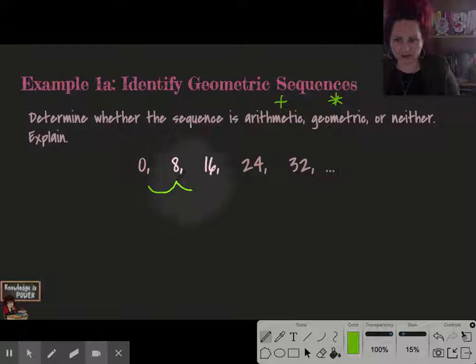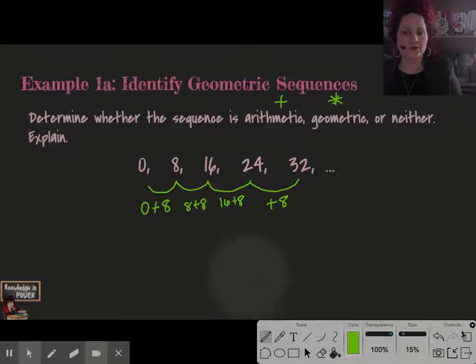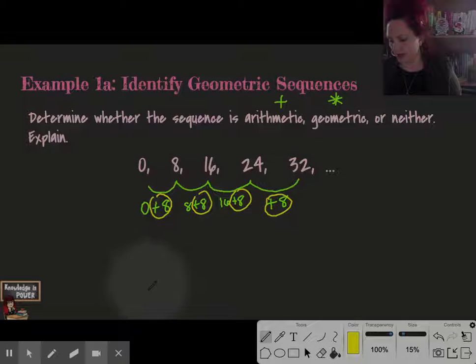I'm sure a lot of you are already seeing it, right? It looks like every single time we're increasing by 8. Very nice. 0 plus 8 is 8. 8 plus 8, 16. 16 plus 8, 24, and so on. Every single time we're adding the 8, okay? That makes this an arithmetic sequence. The fact that we're adding 8 makes this an arithmetic sequence. So I'm going to go ahead and write that out.